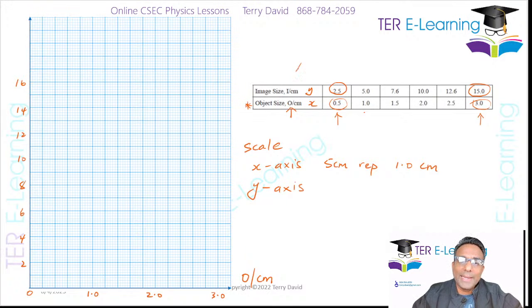And again, you need to label this. You have to label this. So you're going to put image, and you're going to put cm, right? You guys are getting marks for that. So please label your axes, right? You have to label your axes, right?